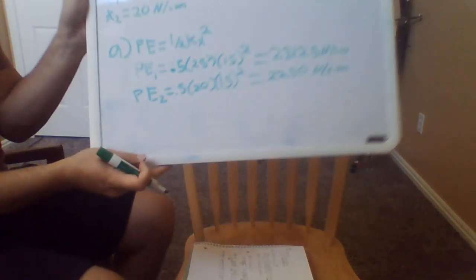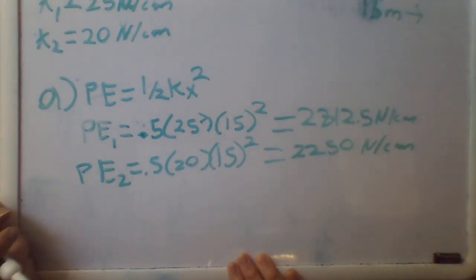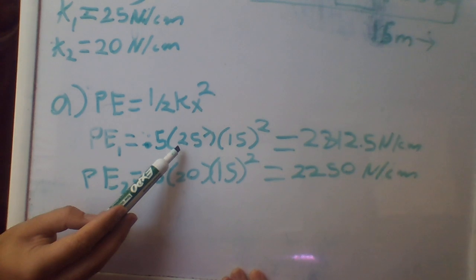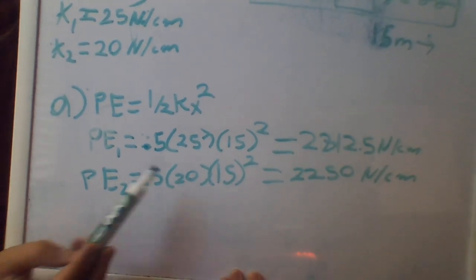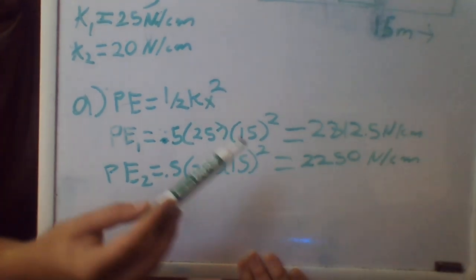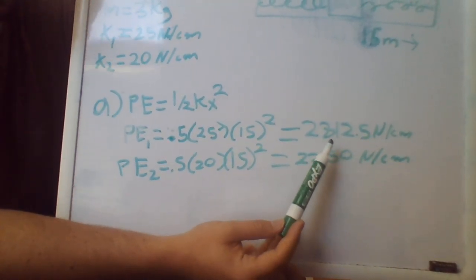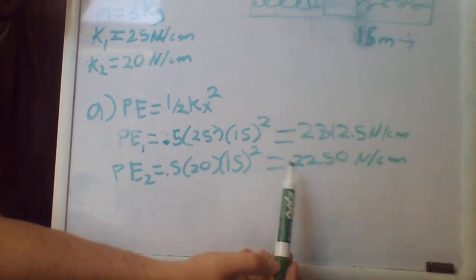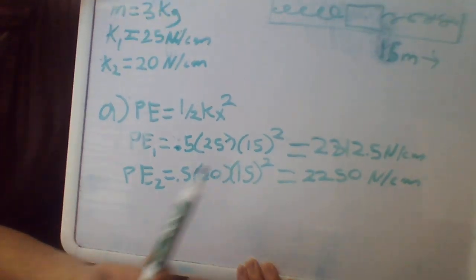Okay, so I'm doing this for both of the springs. The first one is for the spring with 25 newtons per centimeter. The second one is for the 20 newtons per centimeter. If we plug everything in, for the first one, this is 2,812.5 newtons per centimeter, and the other one is 2,250 newtons per centimeter.